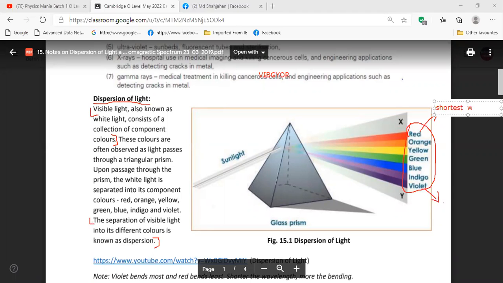Shortest wavelength. Sorry, it is longest. It is longest wavelength. Longest wavelength. And this one, the violet one, it is shortest wavelength.